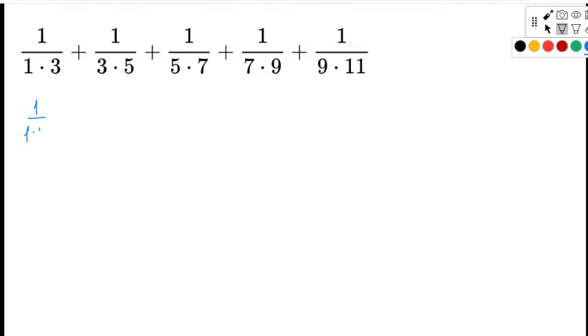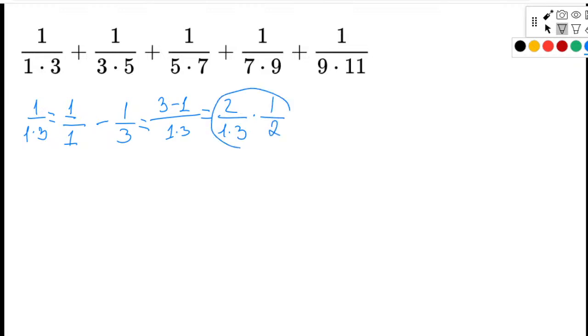1 over 1 multiplied by 3. Let's assume that we need to do something with 1 over 1 and 1 over 3. A common denominator would be 3, so it's 3 minus 1. It would be 2 over 1 multiplied by 3. But this is twice as much as this one. So if we multiply it by 1 over 2, this would be equal to this. So it works for this one only. Let's check it with the other ones.